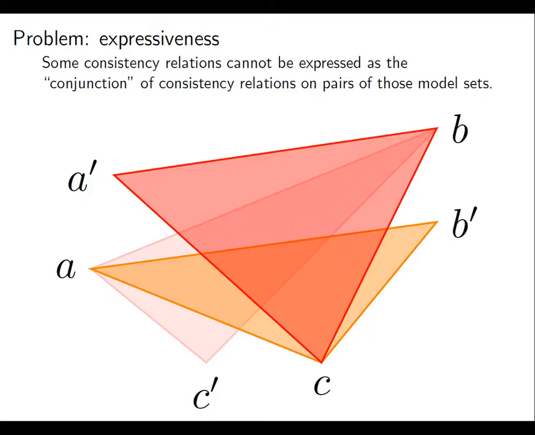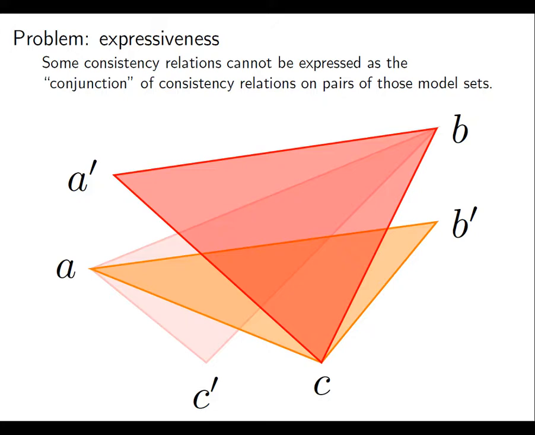And our task is to say, can we define a collection of binary bidirectional transformations, binary consistency relations between pairs of these model sets, such that the existence of a triangle in our given ternary relationship is logically equivalent to the existence of all three edges of that triangle in these binary relations that we are to construct.